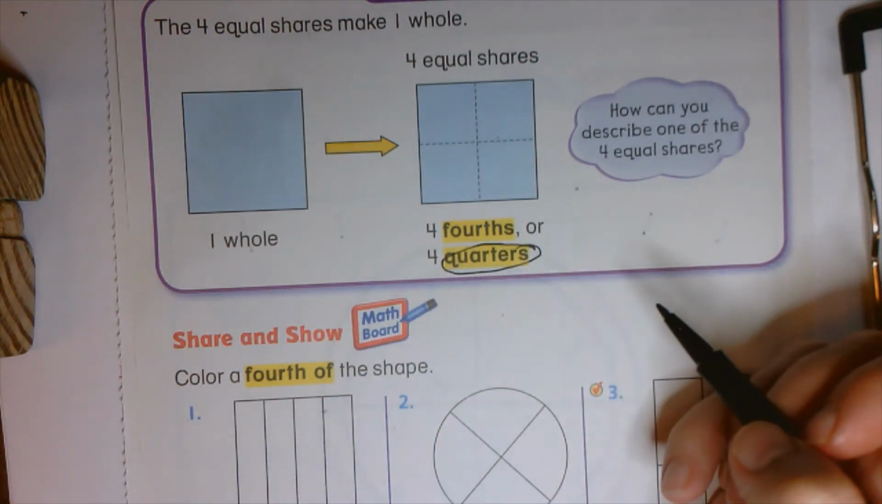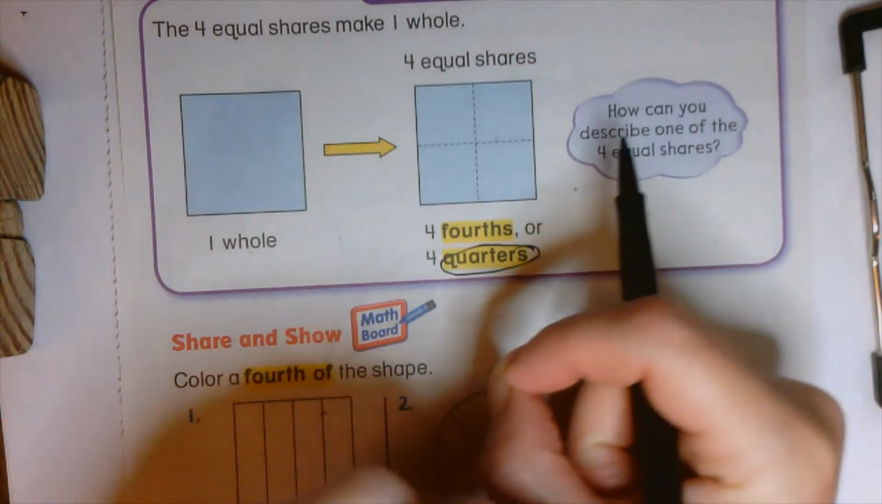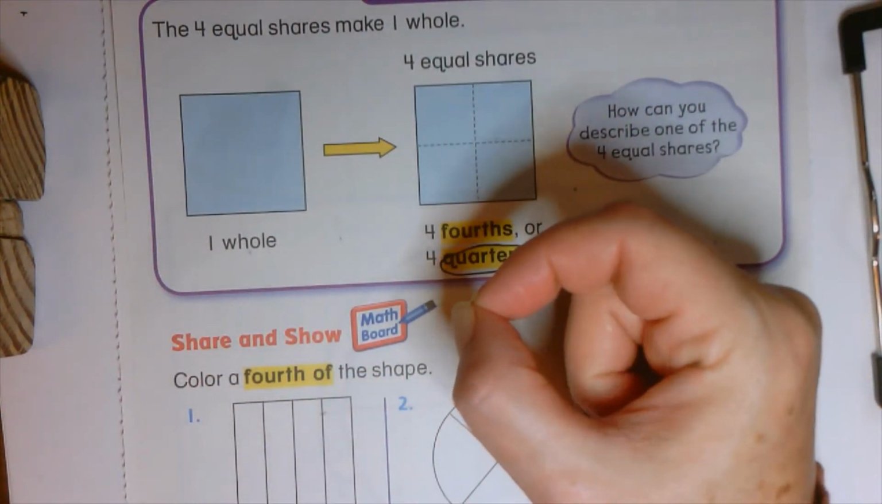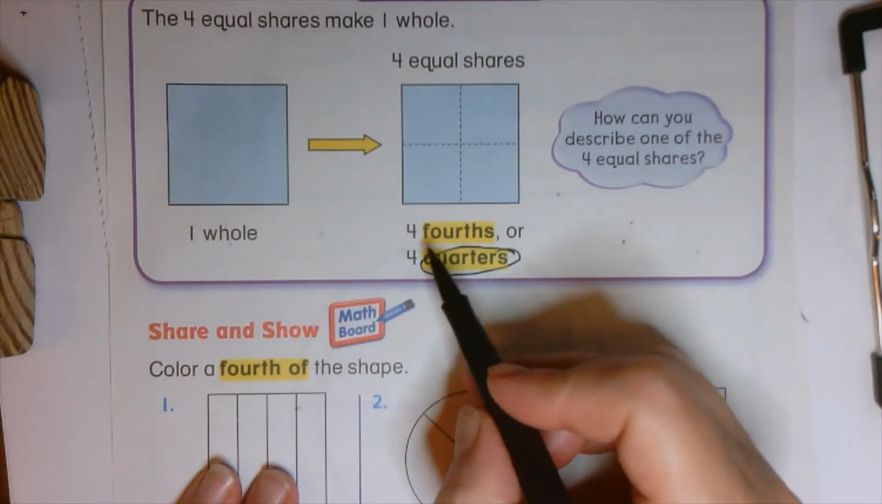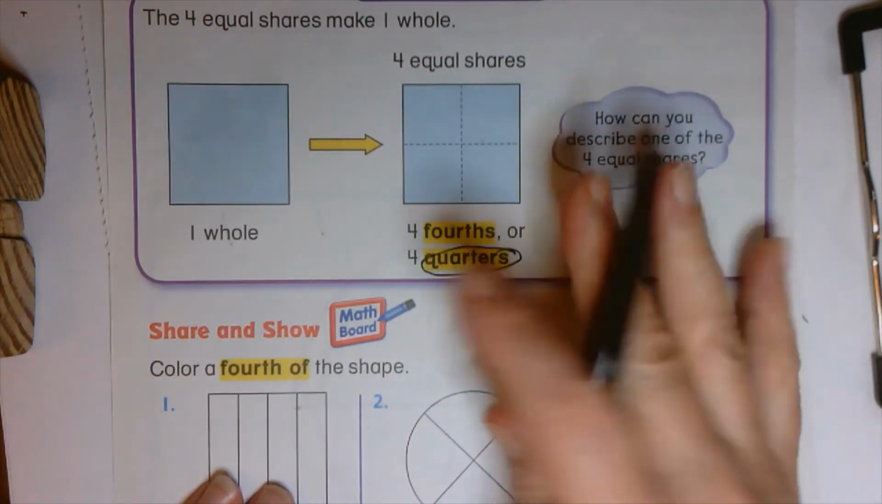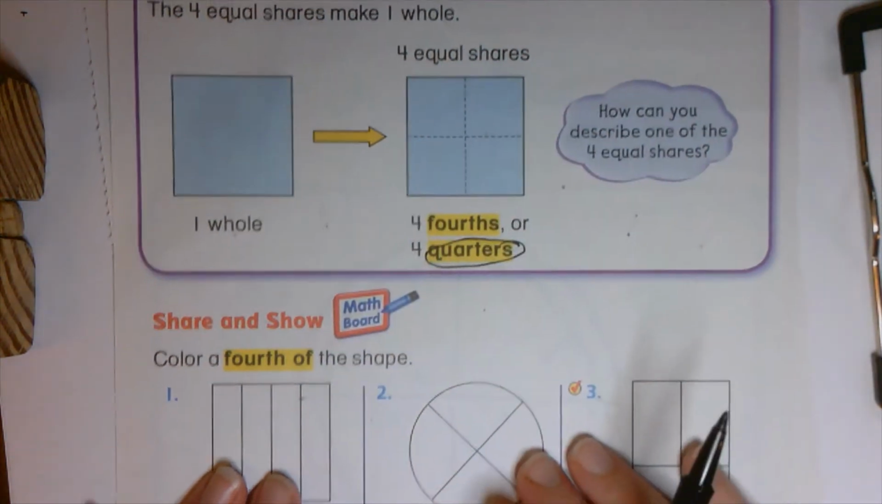quarters. Boys and girls, do you know that coin, that metal coin, the biggest one that we usually use that's called a quarter? It's called a quarter because it is 1/4 of a dollar. 4 of them together make a dollar.